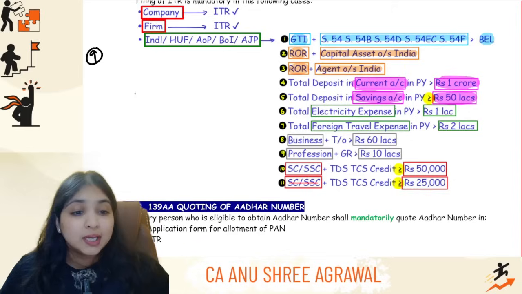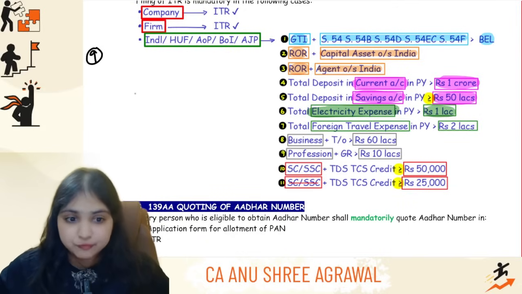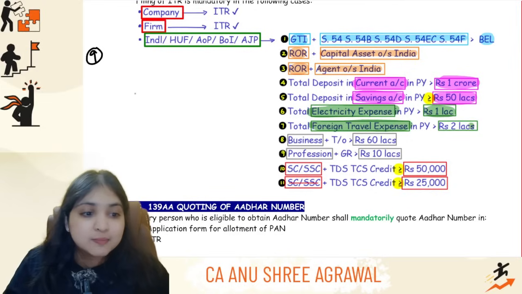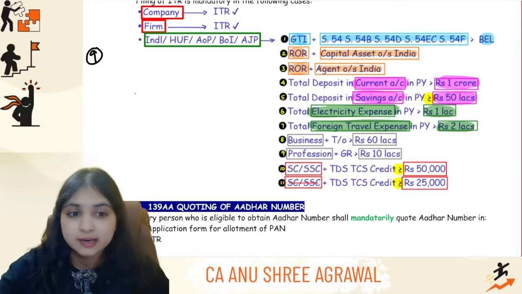Then, if the total electricity expense, the total of the entire year, guys, is more than 1 lakh rupees, again that assessee has to file ITR. If the total foreign travel expense of the assessee is more than 2 lakh rupees during the entire year, again the assessee has to mandatorily file ITR.